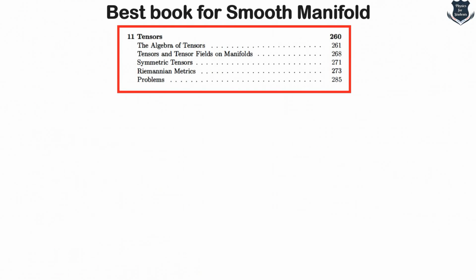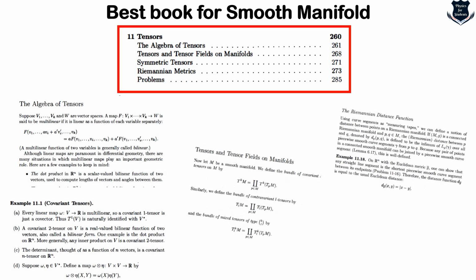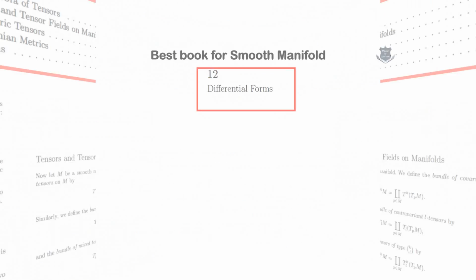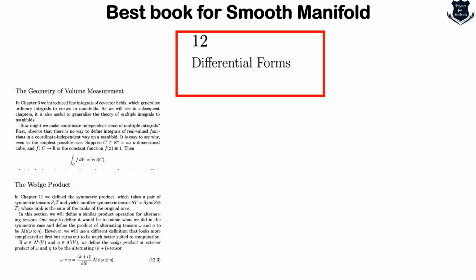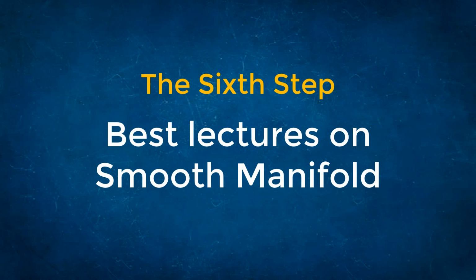You can go ahead and check it. Start with all those things like tensors, algebra of tensors, covariant tensors, and the Riemannian metric functions. Then it goes into differential forms. It talks about the symplectic function, differential forms, and everything.